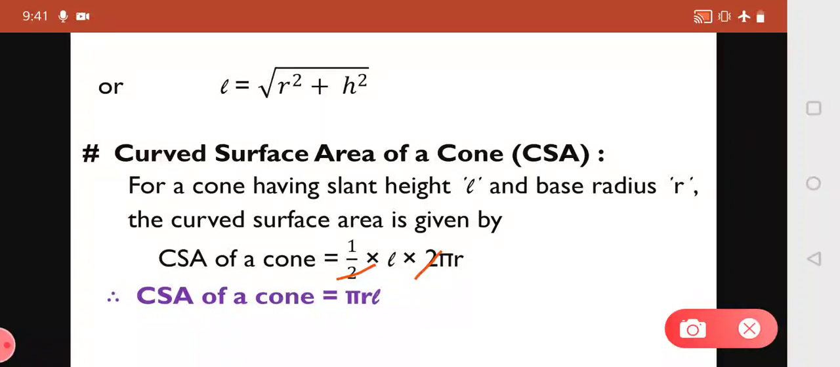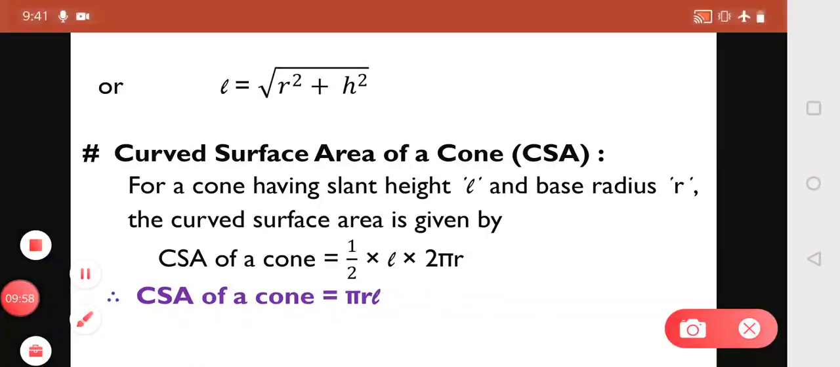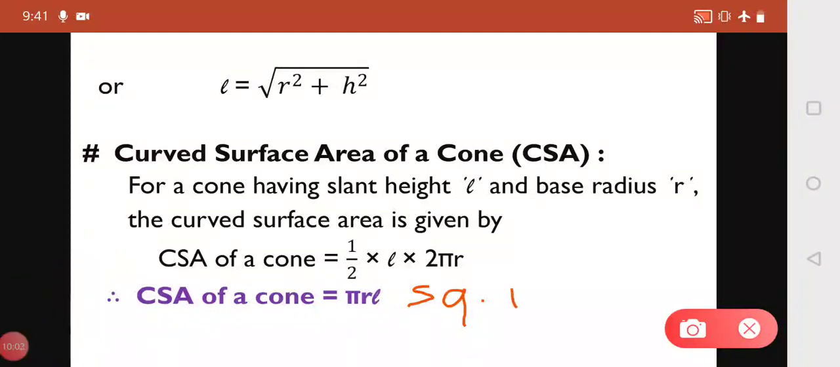So CSA for cone equal to pi R L square units. Yes, again here square units is not written, so please mention square units. This is necessary to mention.